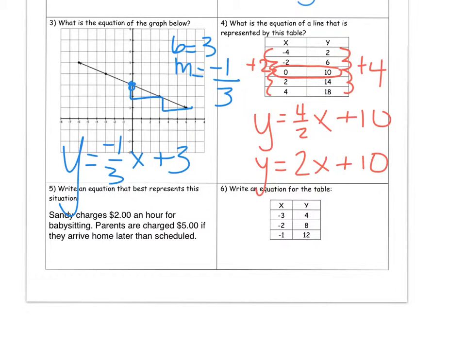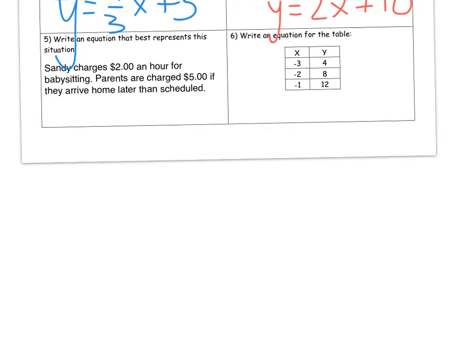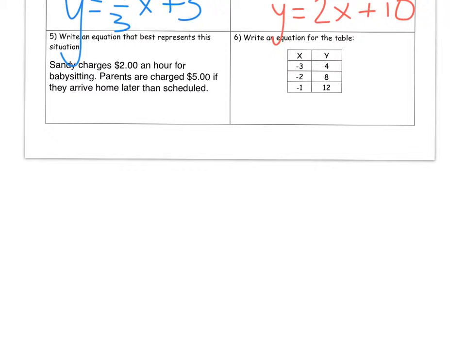Okay. Last 2 on this page. Write an equation of the situation. Sandy charges $2 an hour for babysitting. That's my rate of change. Parents are charged $5 if they arrive home later than scheduled. So it's y equals $2 per hour plus the $5 if they're late.